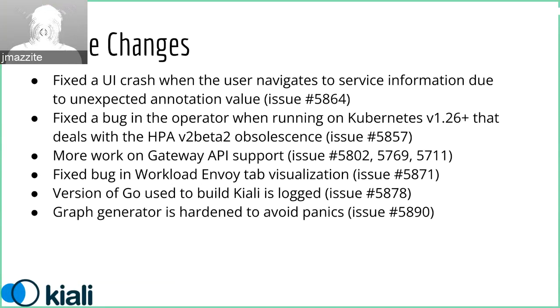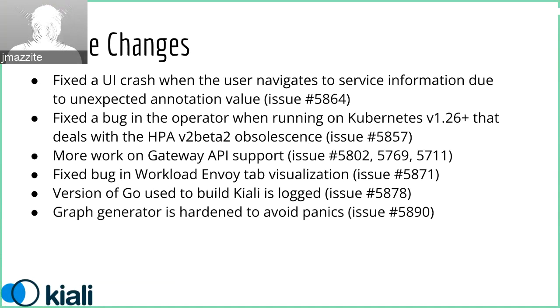We fixed a bug in the operator that has to do with running on Kubernetes 1.26 and up, and it has to do with the deprecation and obsolescence of the horizontal pod autoscaler. The v2beta2 API is now gone. We had to fix some stuff in the operator, so it is aware not to expect v2beta2 in certain clusters.